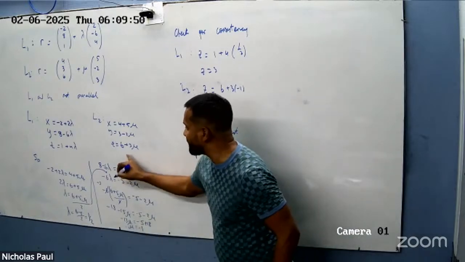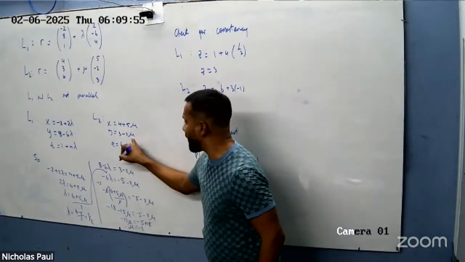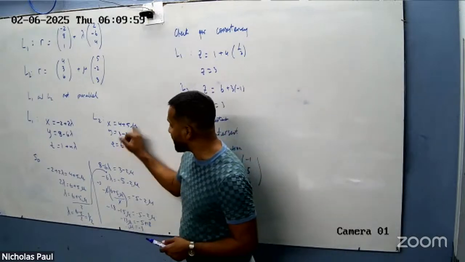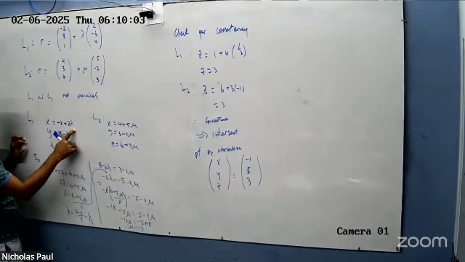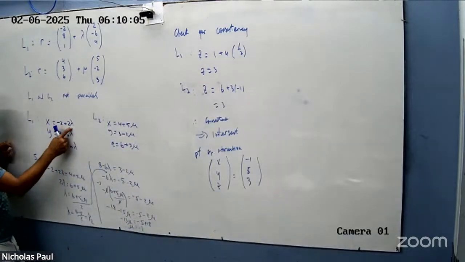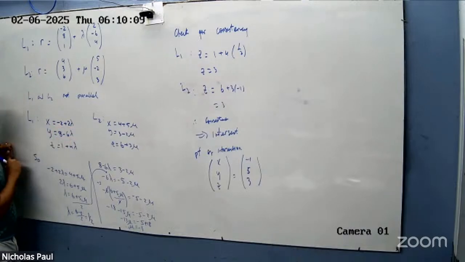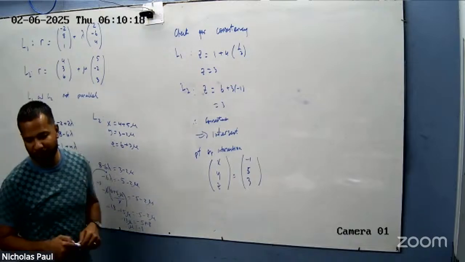For mu as minus 1, you'll get X as minus 1. Put minus 1 in here, you'll get 5. If you choose a half, you'll end up with the same values. Put a half in here, you'll get minus 1. Put a half in here, you'll get 5. So the point of intersection is minus 1, 5, 3. That's part 2.